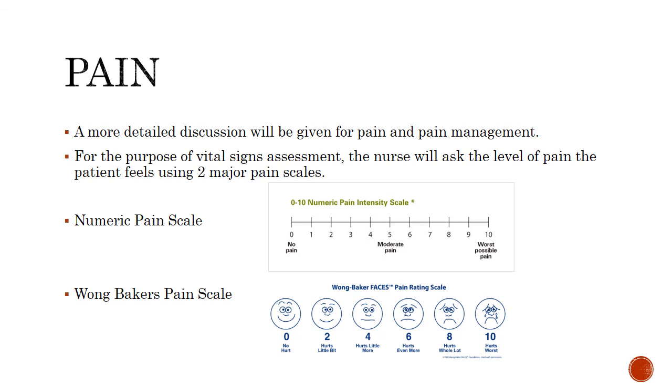Numeric pain scale is when you ask your patient, on a score of 0 to 10, 10 being the worst pain possible and 0 as no pain, how much would your pain be? Sometimes, if the patient couldn't comprehend a numeric pain scale, we do use the Wong-Baker pain scale that says 0 for no hurt, 2 for hurts a little bit, 4 for hurts a little bit more, 6 hurts even more, 8 hurts a whole lot, and 10 hurts worst.